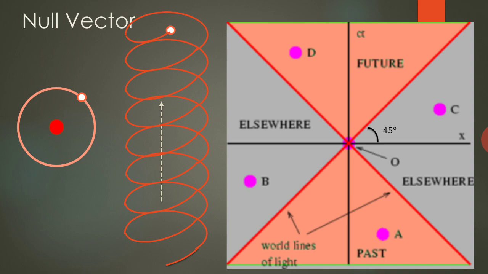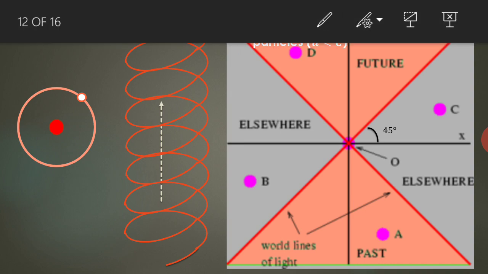All material particles travel with velocities less than c, so all those particles will fall within this light cone in the orange zone, because light travels this distance in time t, whereas other particles cannot travel faster than light. All other material particles travel with velocity less than c, so they will fall within this light cone like this. So all the world lines for other materials will be within the light cone.